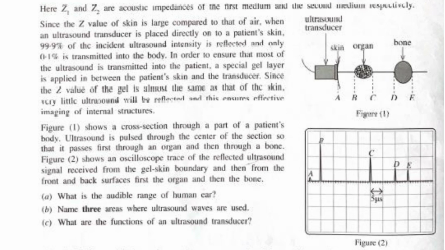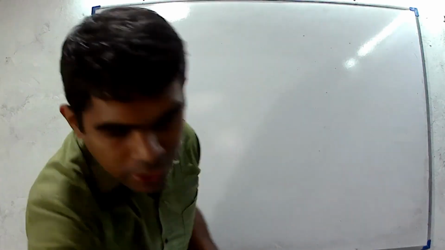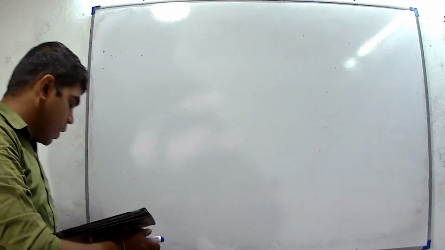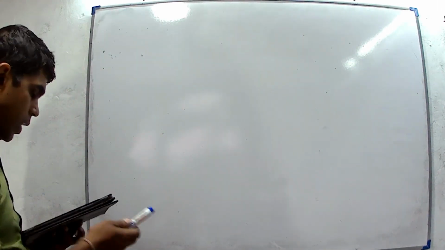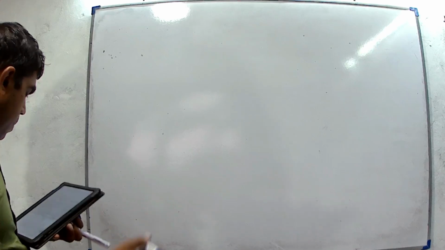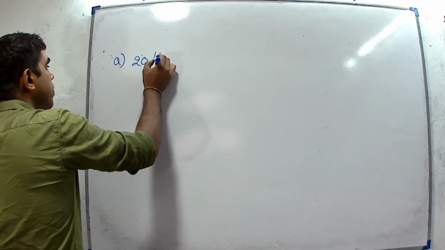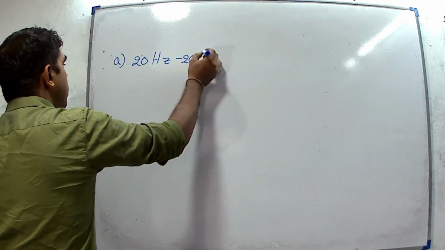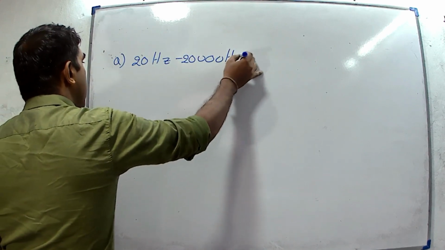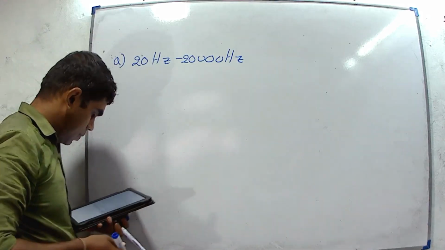Part A1. What is the audible range of human ear? We have to write the audible range. They have given it in the paragraph: 20 Hz to 20,000 Hz. Or we can write 20 kilohertz.